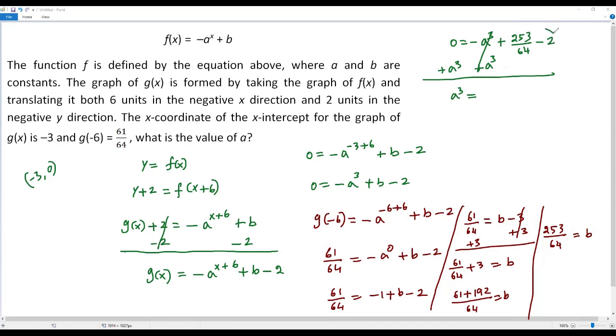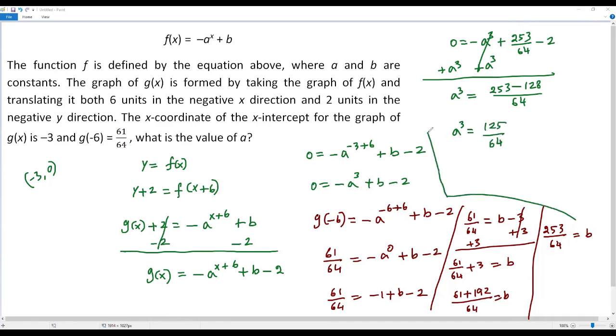On the right side, we can simplify this one. That is, we do subtraction between a fraction and an integer. Now we have to multiply this integer by this denominator. Then we can take this 64 as a common denominator. Okay, let me do it. 253 minus 64 times 2, which is 128. Now we can take 64 as a common denominator. Okay, here a cube equals, when I simplify 253 minus 128, I am getting 125 over 64.